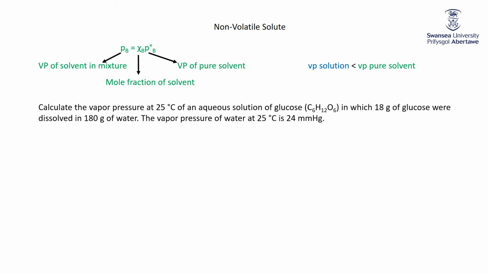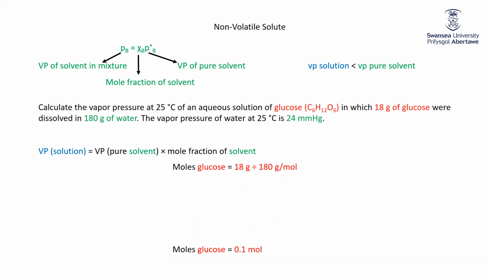Quick example: calculate the vapor pressure at 25 Celsius of an aqueous solution of glucose in which 18 grams of glucose were dissolved in 180 grams of water. And I tell you that the vapor pressure of water, so the vapor pressure of the pure solvent at 25 Celsius, is 24 millimeters of mercury. So anyway, the vapor pressure of the solution is going to be the vapor pressure of the pure solvent times the mole fraction of the solvent.